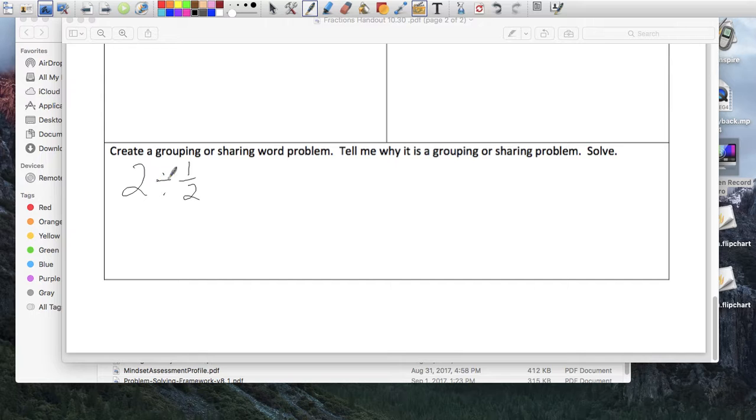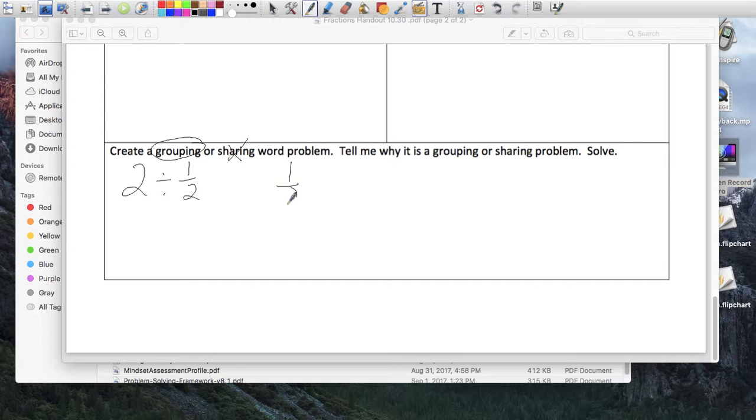If you have 2 of something, can you divide it by half of a person? Can you share with half of a person? No, so it's a grouping problem. How many halves exist in 2? Okay, so I'm going to have to explain all that. So how many halves exist? If it's easier for you to say that, then it's a grouping problem. It depends on how you interpret it.